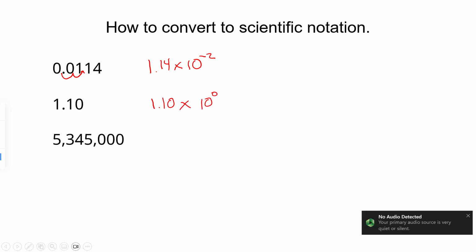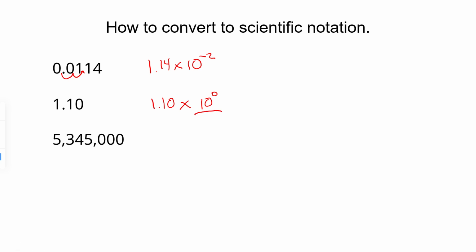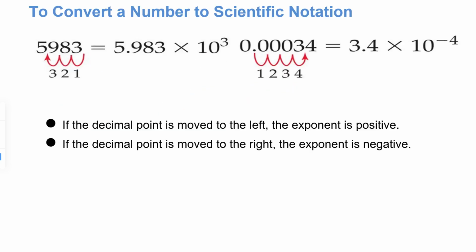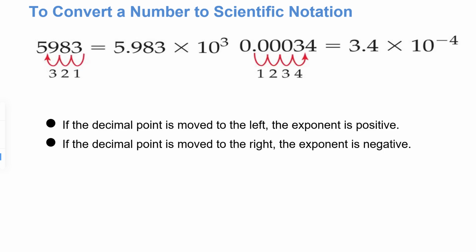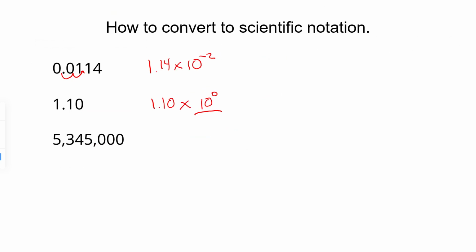Now we have to put times 10 to the 0 to get it in scientific notation because this exponent portion is a mandatory part of scientific notation. So if we go back to this slide here where I first talked about what scientific notation has, it has these 2 parts, so we have to write that part down, even though that essentially equates to 0.